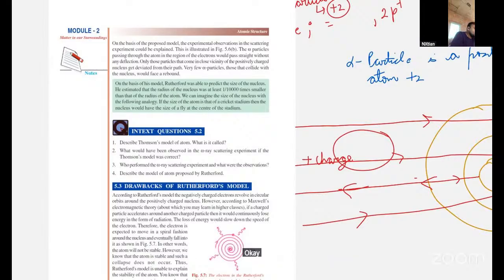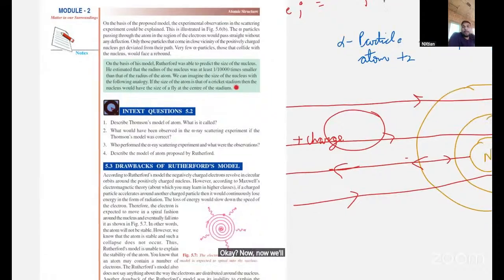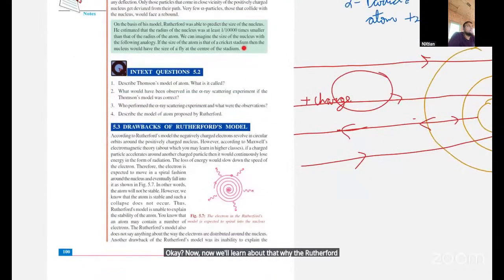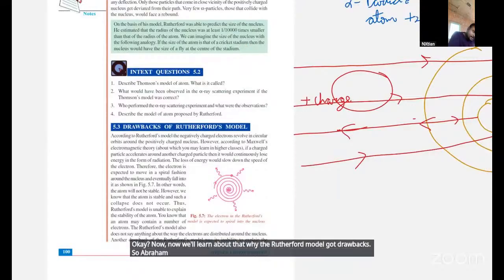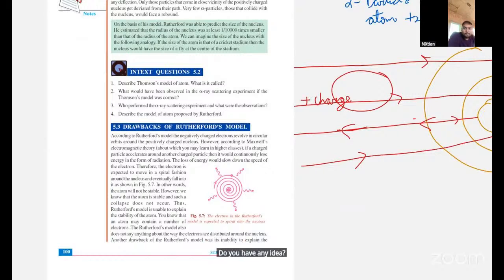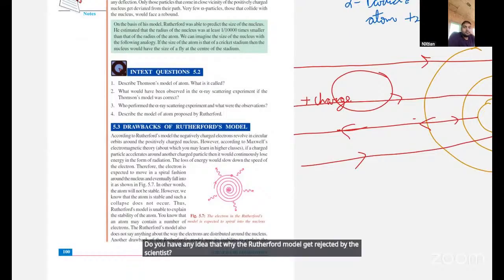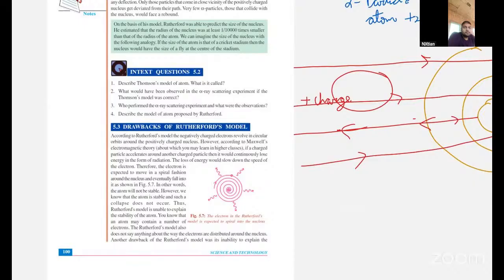Okay. Now we'll learn why the Rutherford model got drawbacks. So Abraham read this, na? Abraham, can you tell me why it got rejected by the scientists? Do you have any idea? Do you have any idea why the Rutherford model got rejected by the scientists?